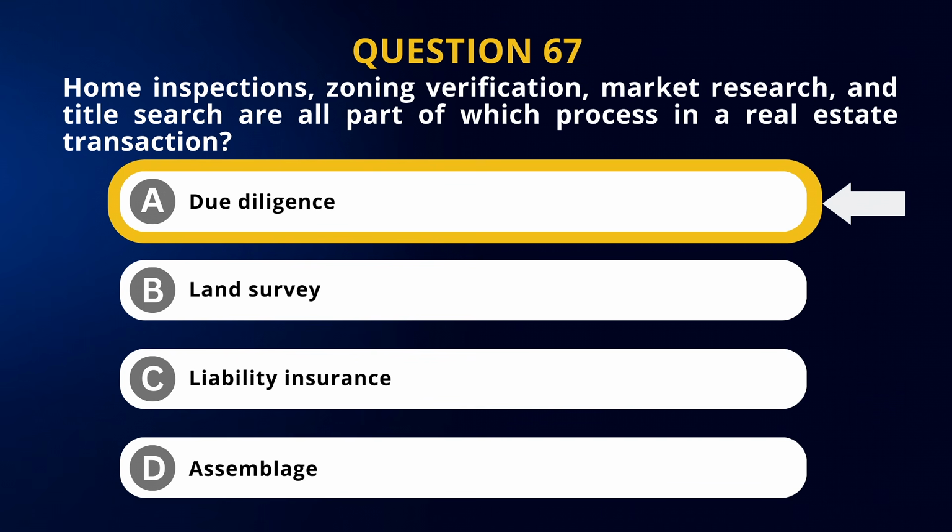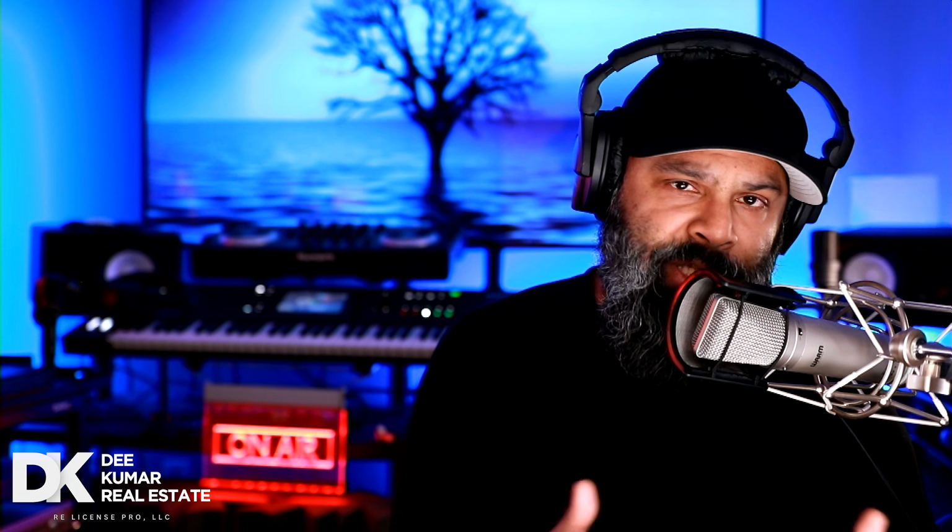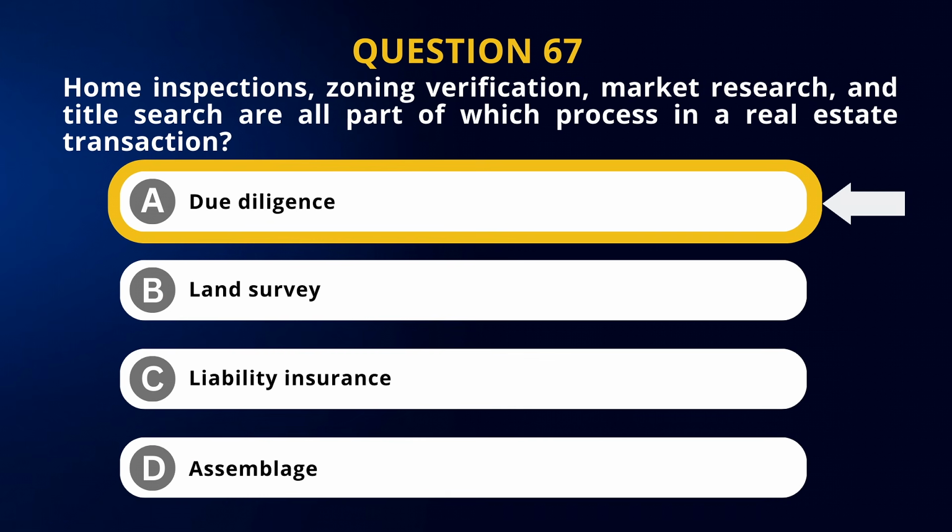So what is due diligence? Due diligence is all of these different things: getting home inspections done, getting zoning verifications, getting market research performed, getting title searches. All of this stuff basically nets out into due diligence. You will hear that phrase in practice, in professional settings. Do your due diligence. That just basically means doing your homework, and doing your homework in the real estate business means all of these things: home inspections, zoning verifications, market research, and title searches.